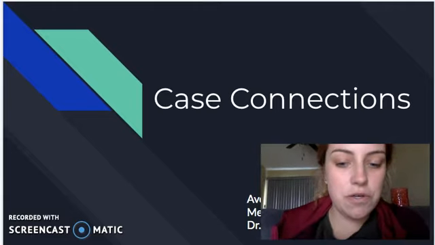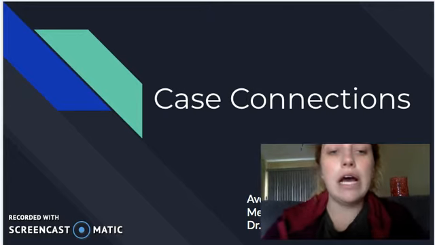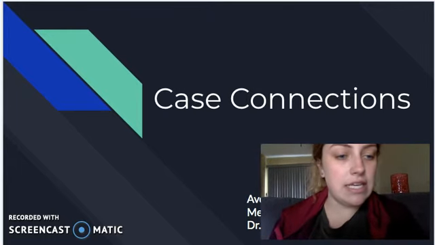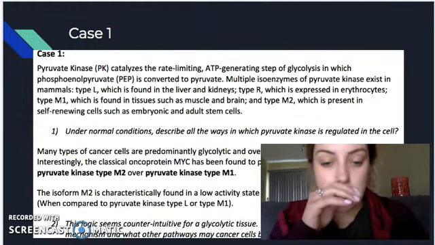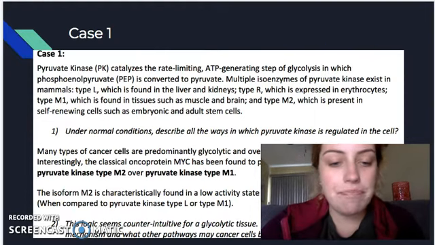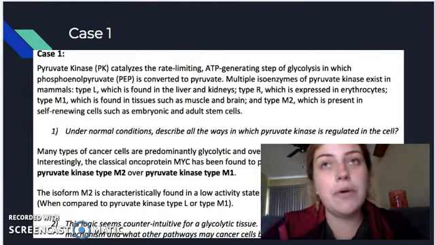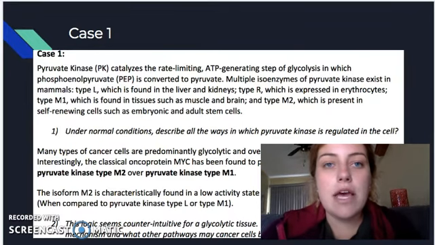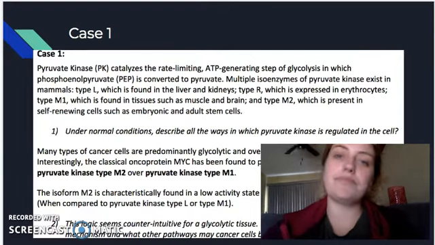So I chose to do cases 1 and 3 for the case connections of Unit 2. So I'll go ahead and dive into case 1. Case 1, as you guys know, is asking us about pyruvate kinase M2, why M2 is preferred over type M1.